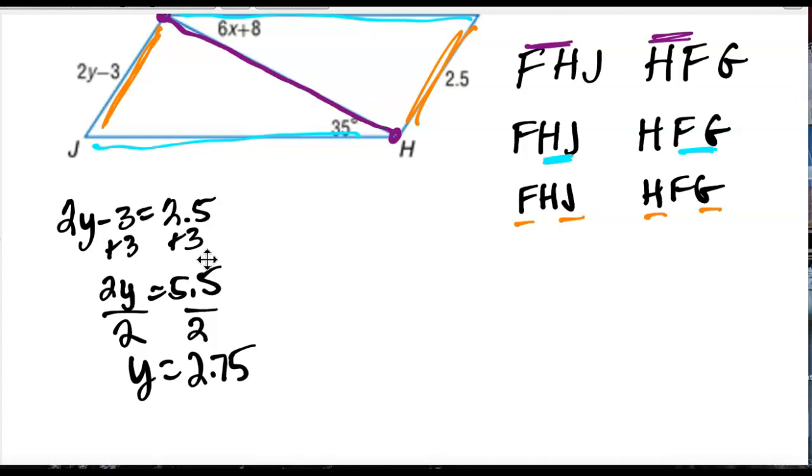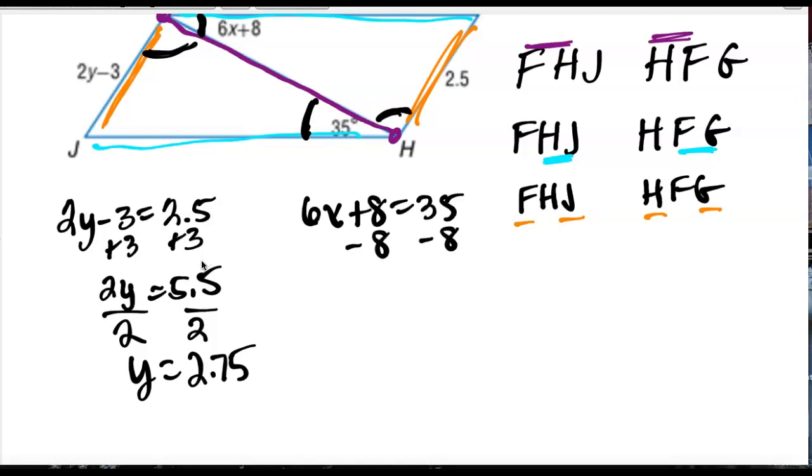All right, well then let's look at the next one. So this looks like it's telling me about an angle. So notice here that it's talking about this angle, and we know that if this is true, the angle between the orange and the purple is going to be the same as the orange and the purple here. And between the blue and the purple is going to be the same as the blue and the purple here. So we can say 6x plus 8 equals 35. Solve for x, and we get 6x is equal to 27. Divide both sides by 6, and we get that x equals 4.5.